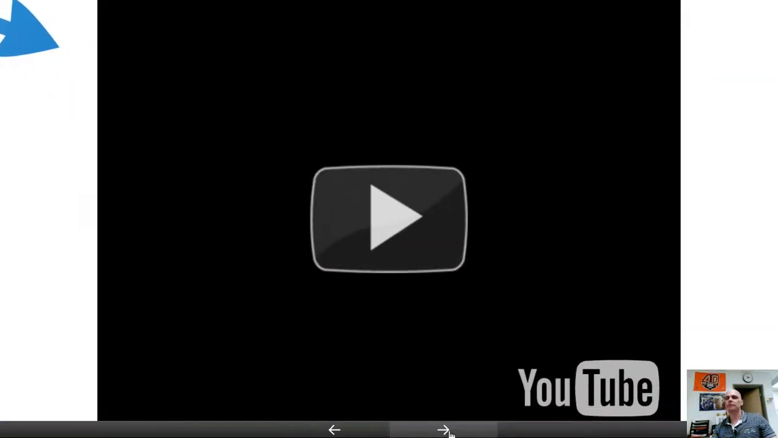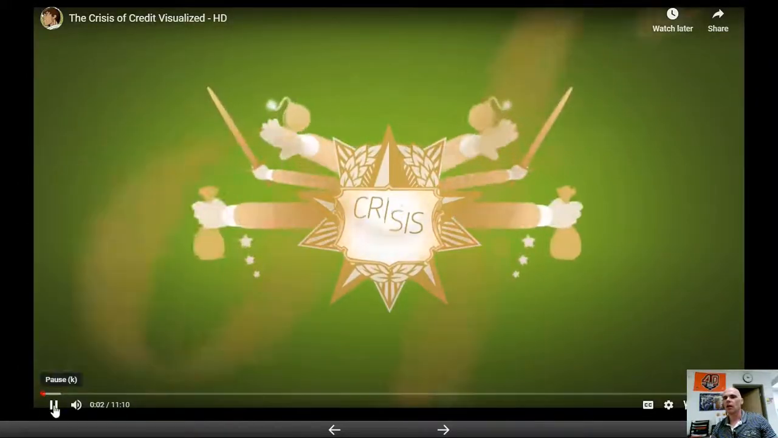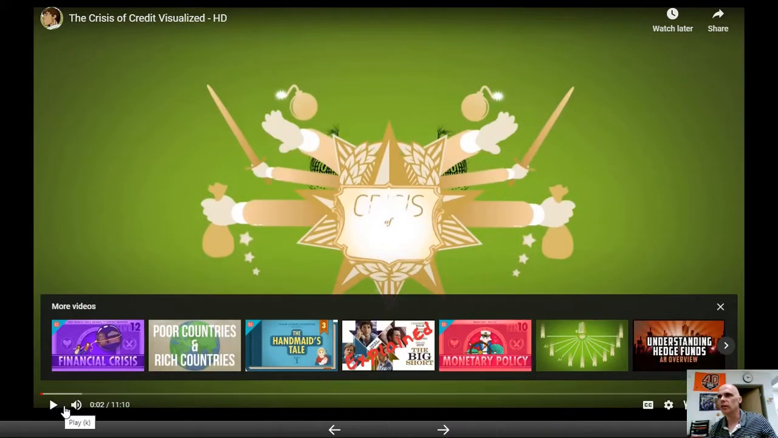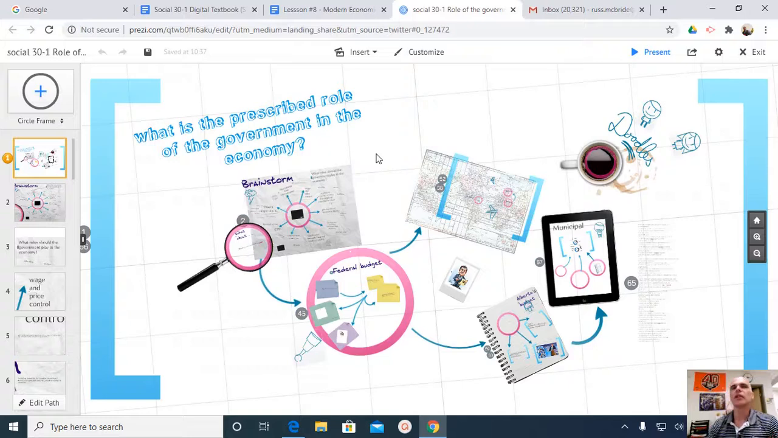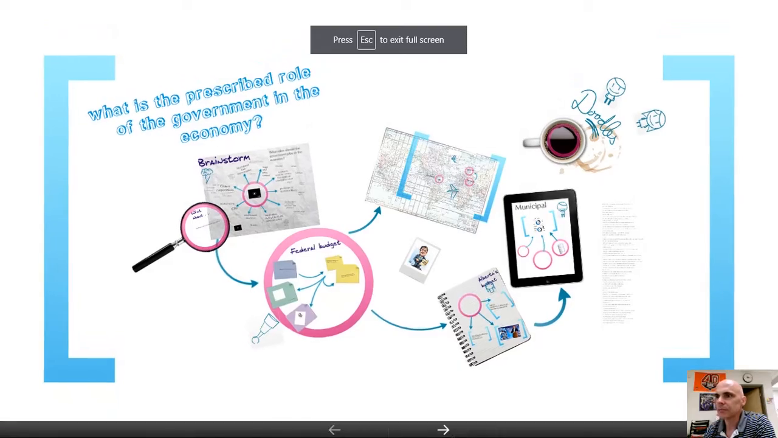All right. So, ladies and gentlemen, we're going to look at the crisis of credit in a future lesson when we look at the financial market meltdown of 2008. But that's another example of, do we need to be regulated because we're so selfish, irrational, and greedy that if we don't regulate that selfish, irrational greed, we may end up completely collapsing the financial market, like what happened in 2008. Here's another prezi that looks at what is the prescribed role of the government in the economy, and we're going to look at Canada again, and we're going to look at some of the things the government does do in the Canadian economy.